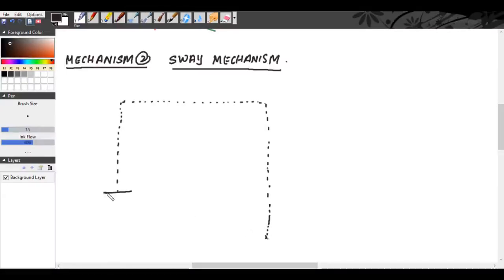Okay, this is fixed support A. This is a hinged support. Hinged support at D. This is B, C. So at B we have a concentrated load of W.